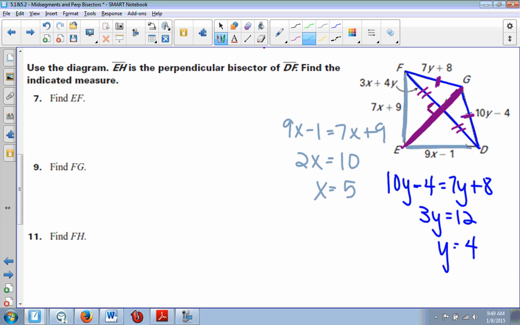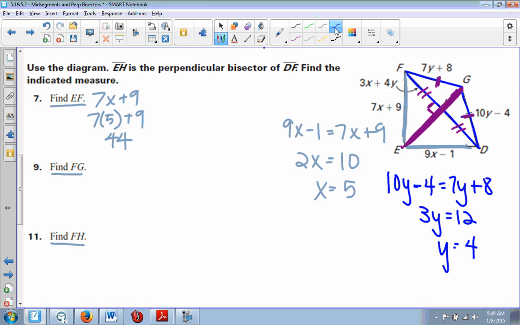Now, once I've figured out the x and y values, now I can come over to the problems and actually answer what are all of these lengths. EF is labeled with 7x plus 9, so we're going to plug x in. 7 times 5, add 9. 7 and 5 is 35. Add 9, you get 44. There's the first one.